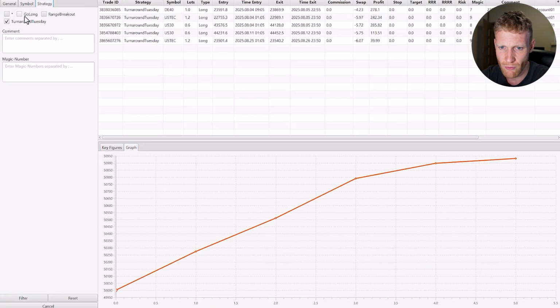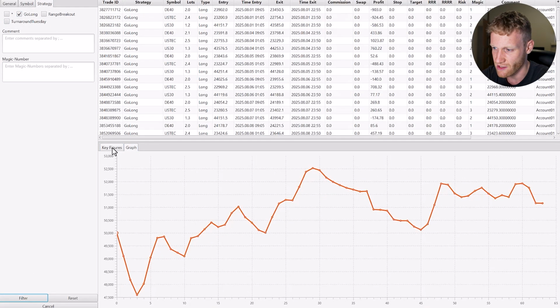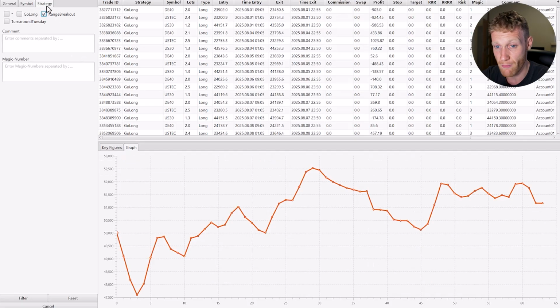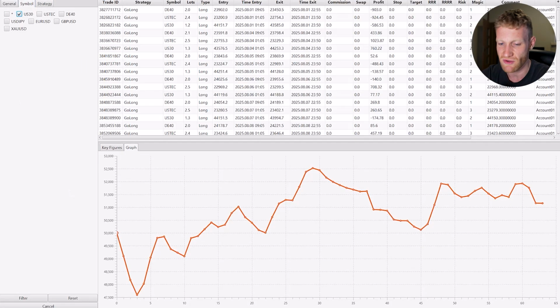And now maybe I should do the same for Go Long. Go Long generated a profit overall in all three charts of 1,150. Now let's go to the probably most interesting strategy, the range breakout EA. I trade this in a bunch of different charts.